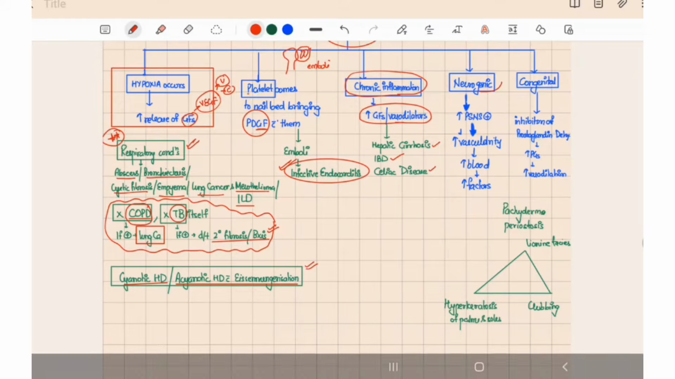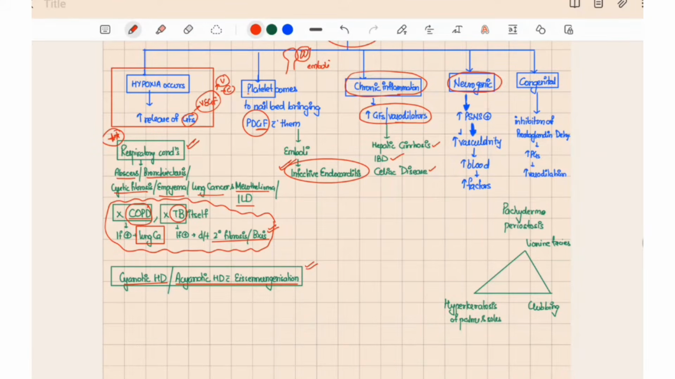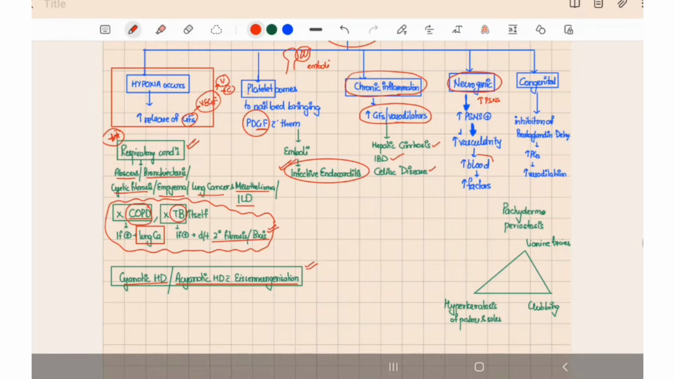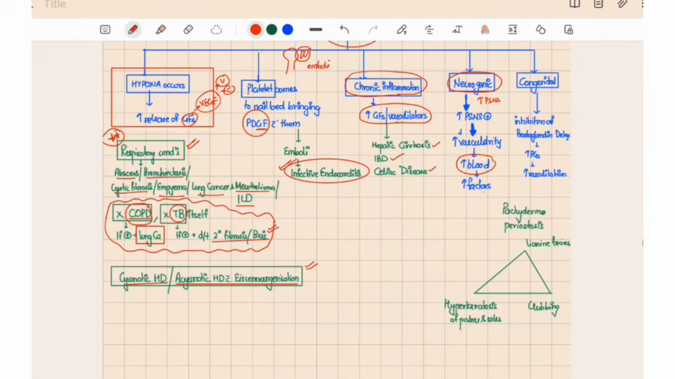Another theory is the neurogenic theory, which says that whenever there is increased parasympathetic nervous system activity, there will be increased vasodilation, leading to increased blood reaching the nail, taking more factors along with it, and again will lead to increased proliferation of the tissue.